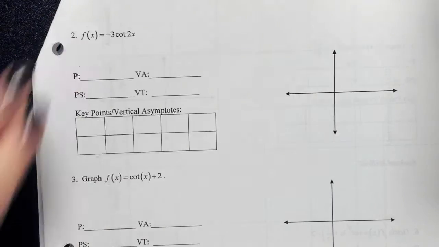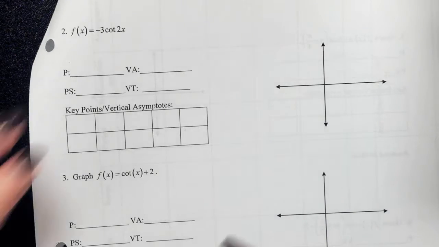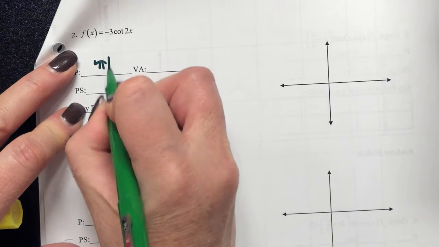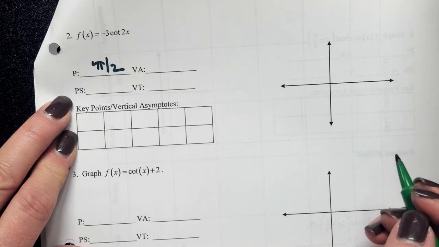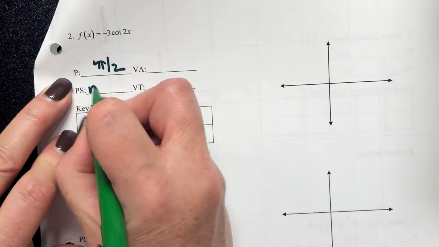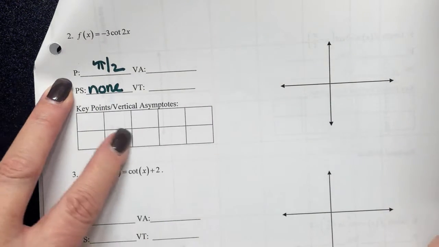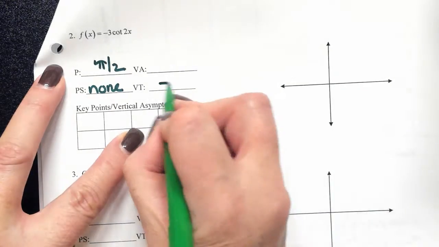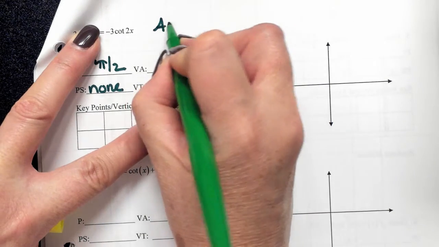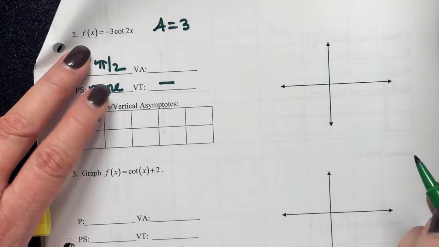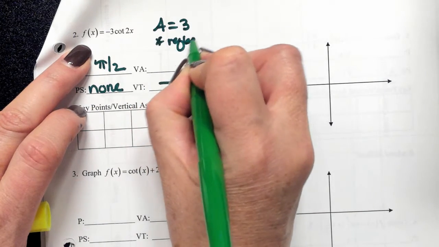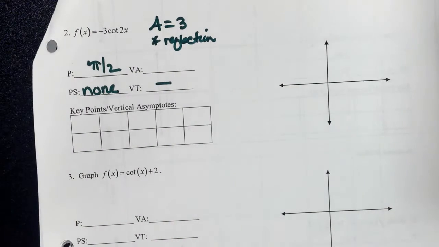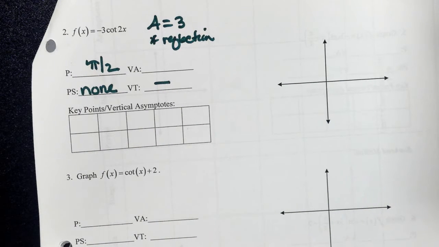What's the period going to be for number 2? Pi over 2. Do I have a phase shift? No. Do I have a vertical translation? No. But what do I have? I have an A value equal to 3, and what else is happening in this equation? I'm going to have a reflection. You treat a reflection just like you do for all the others. The min and maxes are going to flip-flop.